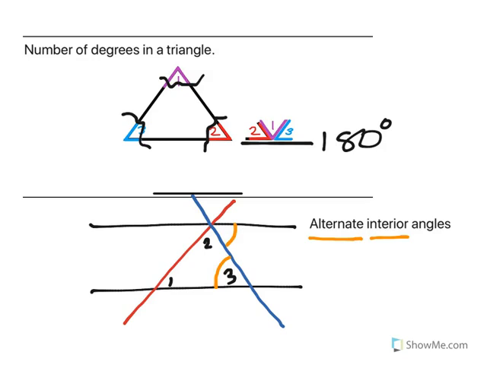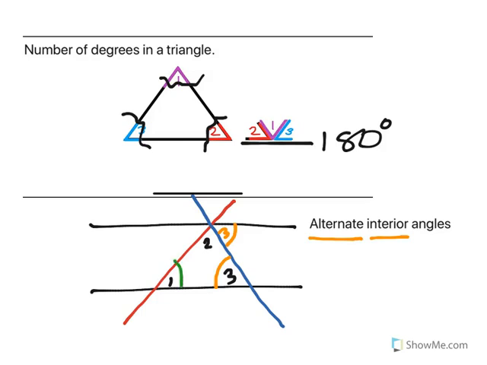So it's the other side on the top, inside the parallel lines. That's going to be our congruent angle right there. So angle 3 and angle 3 are congruent, they are equal. Now we're going to look at angle 1.